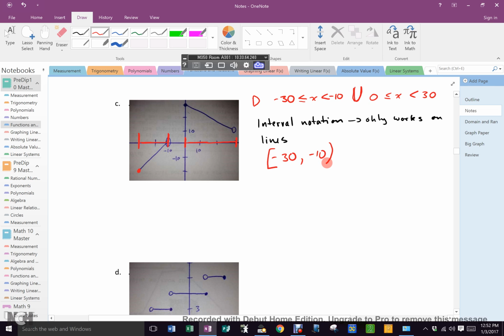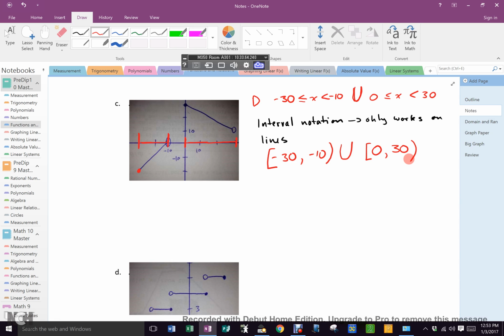Everybody with me? So now that you've seen that once, it unions with what would this one be? Round or square bracket to start? Square bracket, because 0's included, comma. Then what? 30, and what kind of bracket? Round. Got it? Everybody cool?